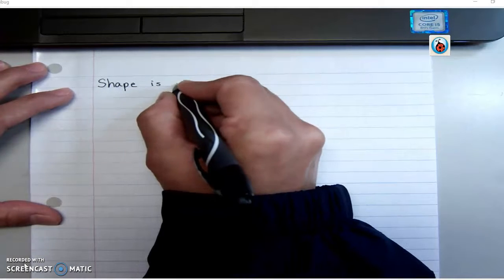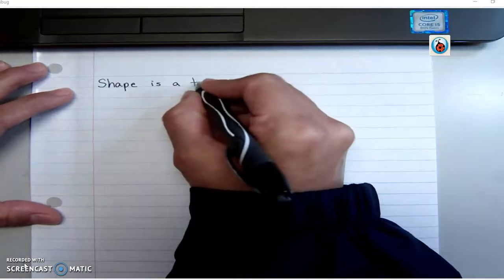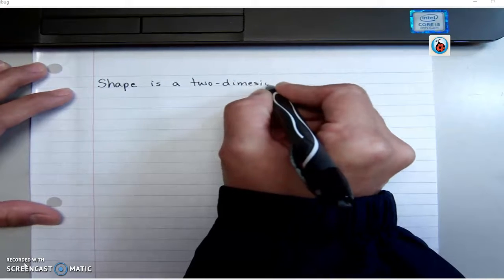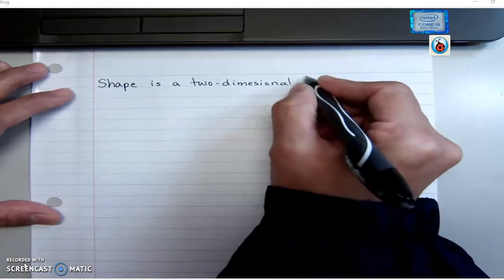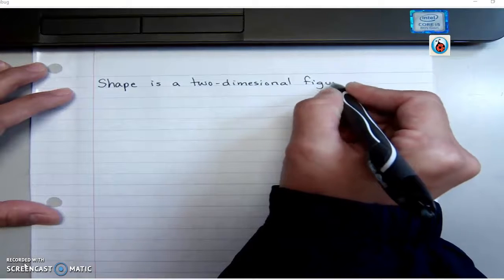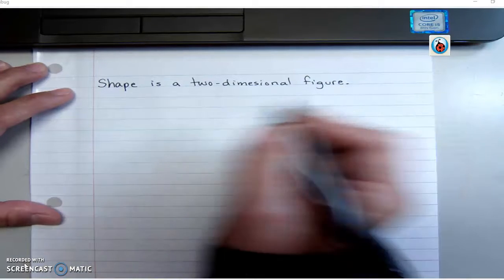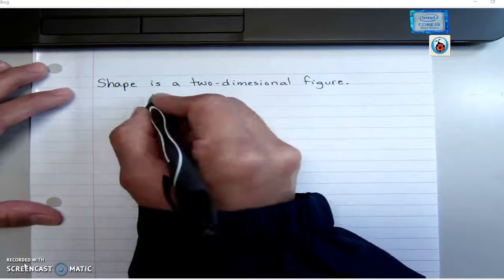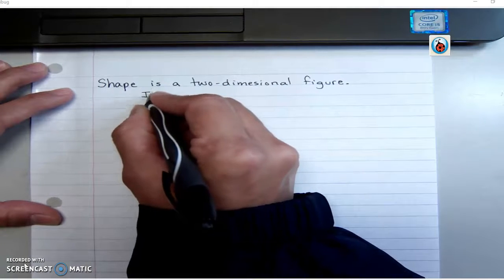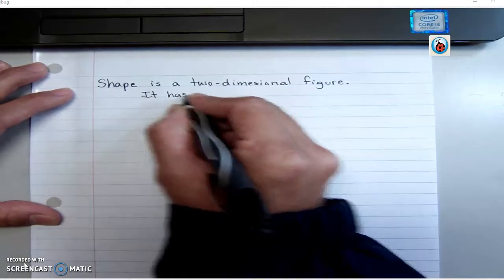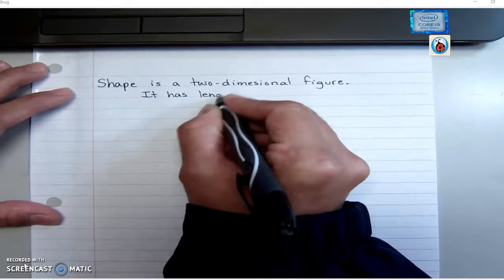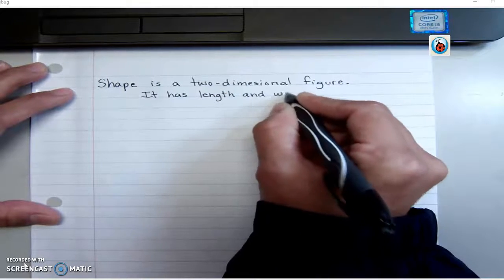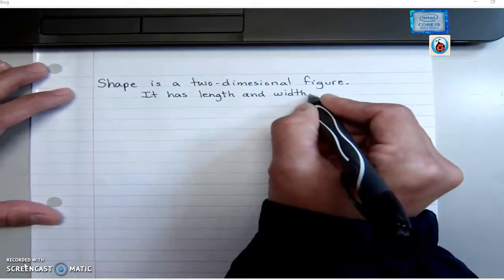Shape is a two-dimensional figure. A two-dimensional figure, which means that it only has two ways to be measured. That's what two dimensions means. Which means that it has length, you can measure its length, and it has width. You can measure its width. It does not have any depth.